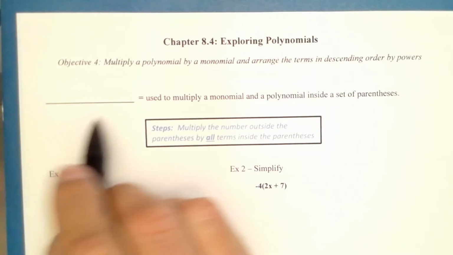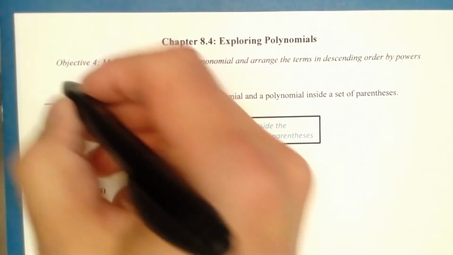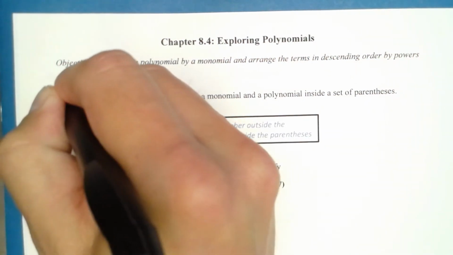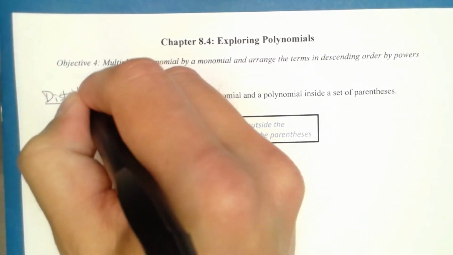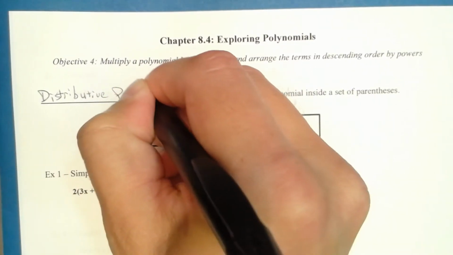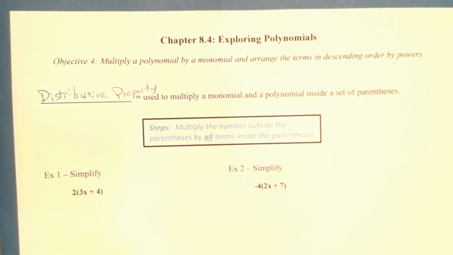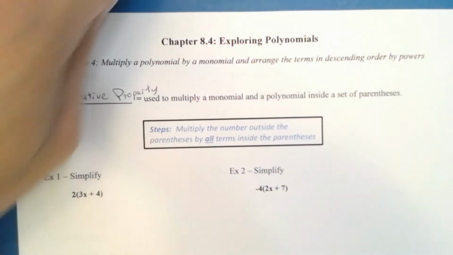The first word we're going to look at here is distributive property. Distributive property is used to multiply a monomial and a polynomial inside a set of parentheses. We've seen this before. It's where we visit each one. So let's jump into a couple examples.